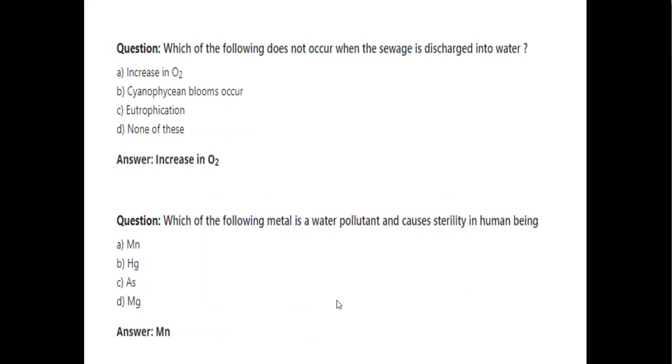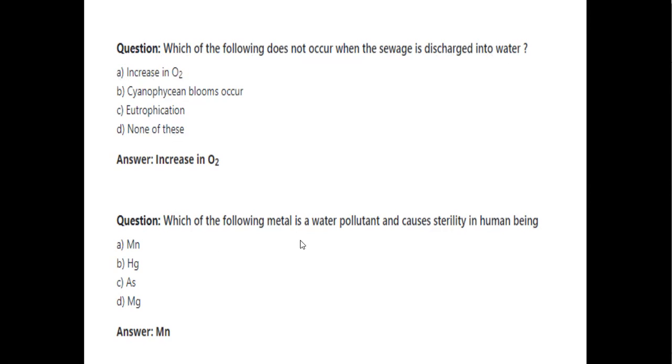Which of the following does not occur when the sewage is discharged into water? Increase in CO2, cyanophin blooms, eutrophication, or none of these? Oxygen cannot be increased. So option A is the right answer.